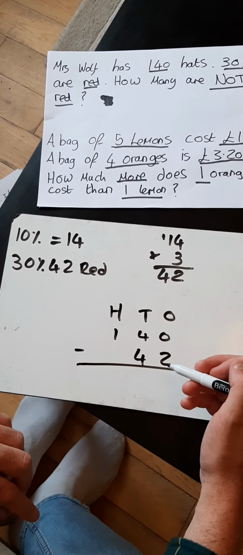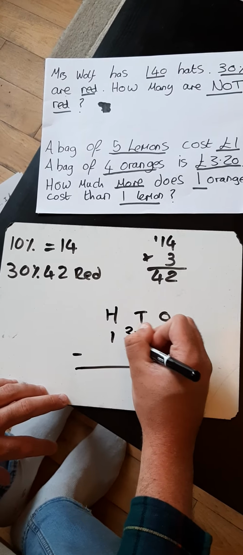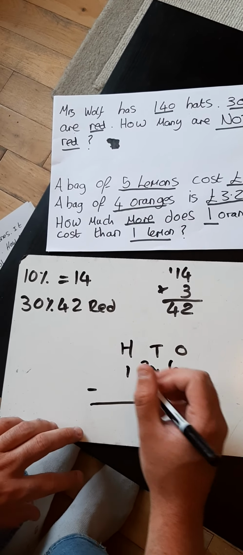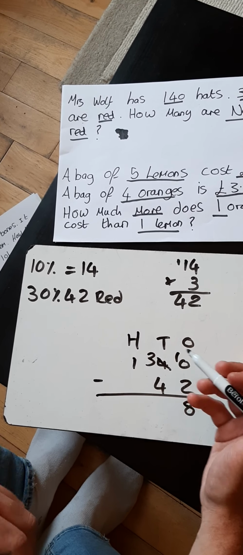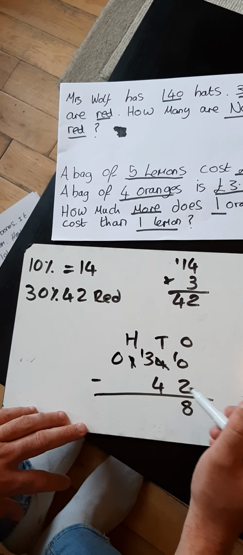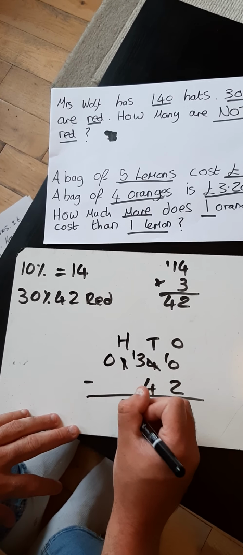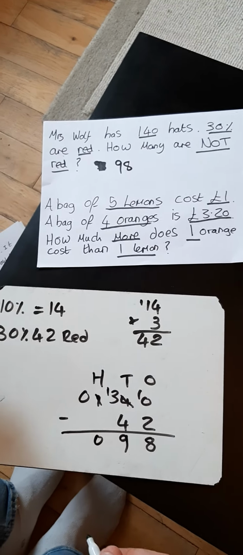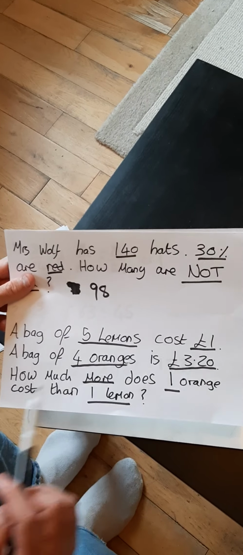So 0 take away 2 will give you a negative number. So we need to exchange from next door. 10 take away 2 gives us 8. 3 take away 4, again, we can do it, but we'll end up with negative numbers and we don't want that. We need to exchange from next door. So 13 take away 4 is 9. 0 take away nothing is 0. So 98 hats are not red.